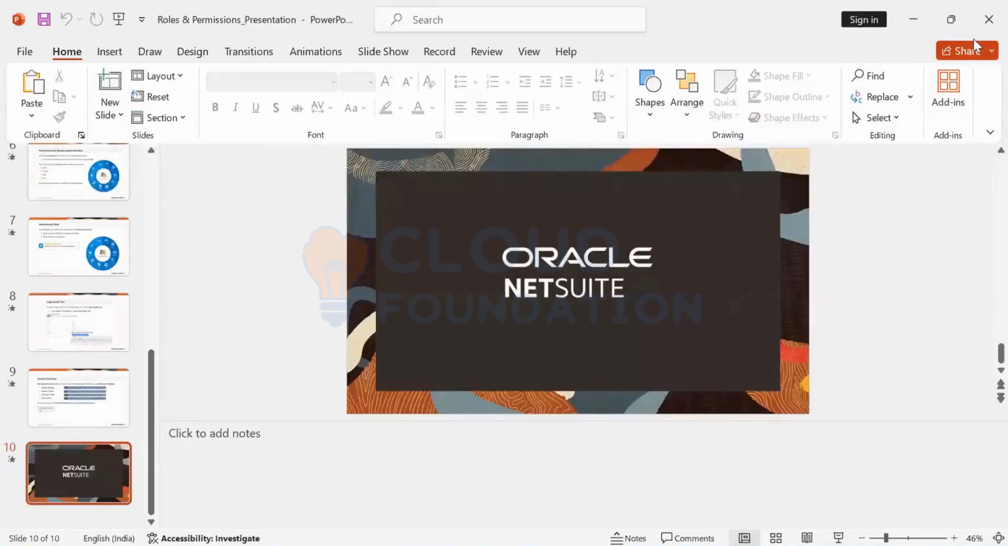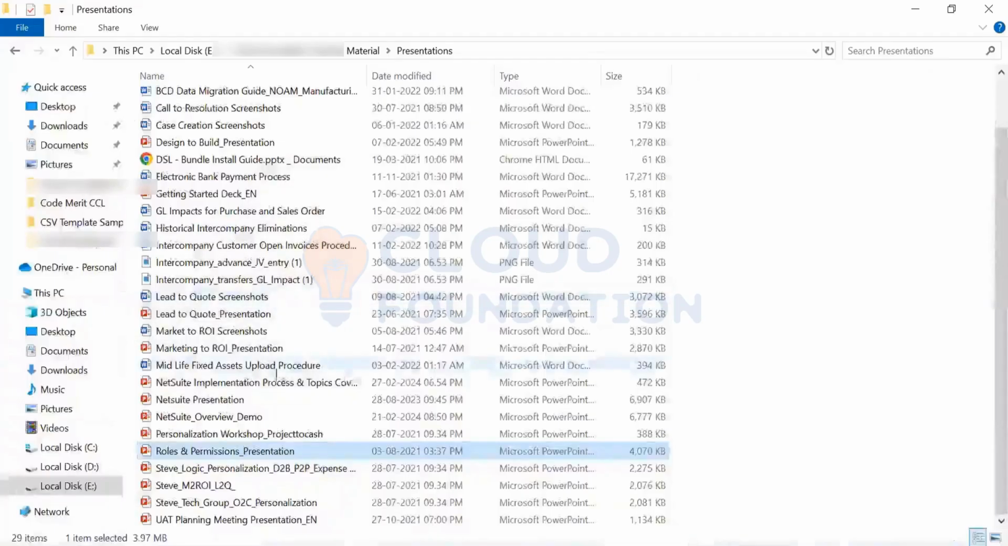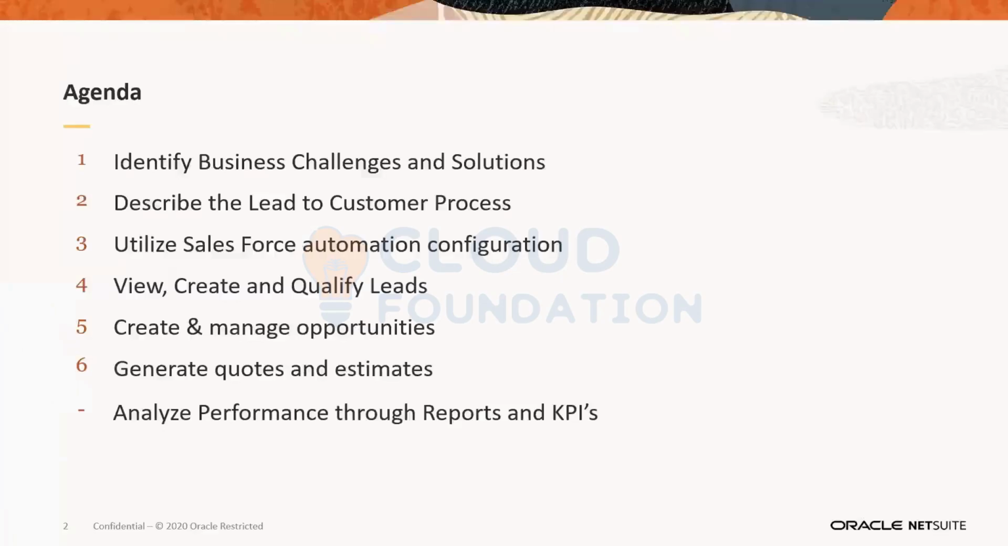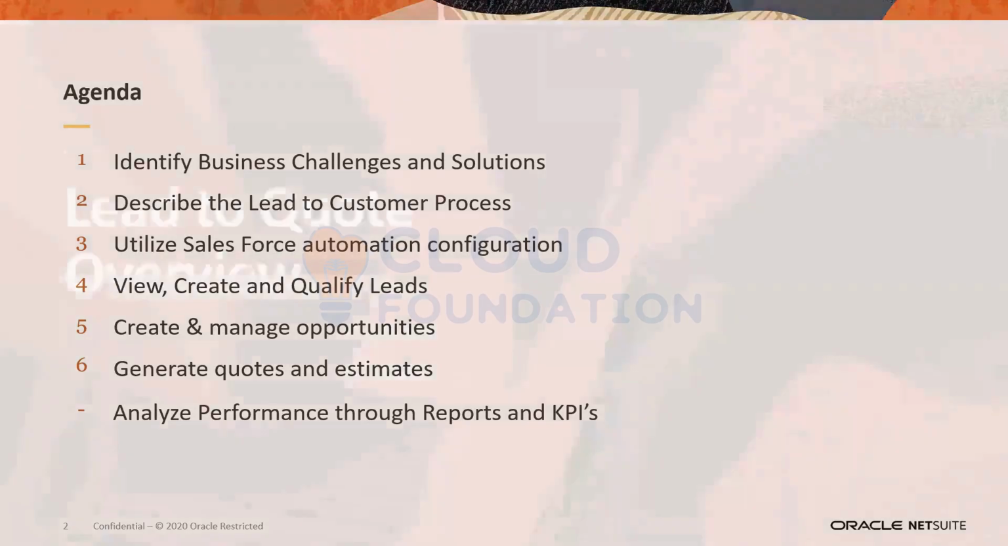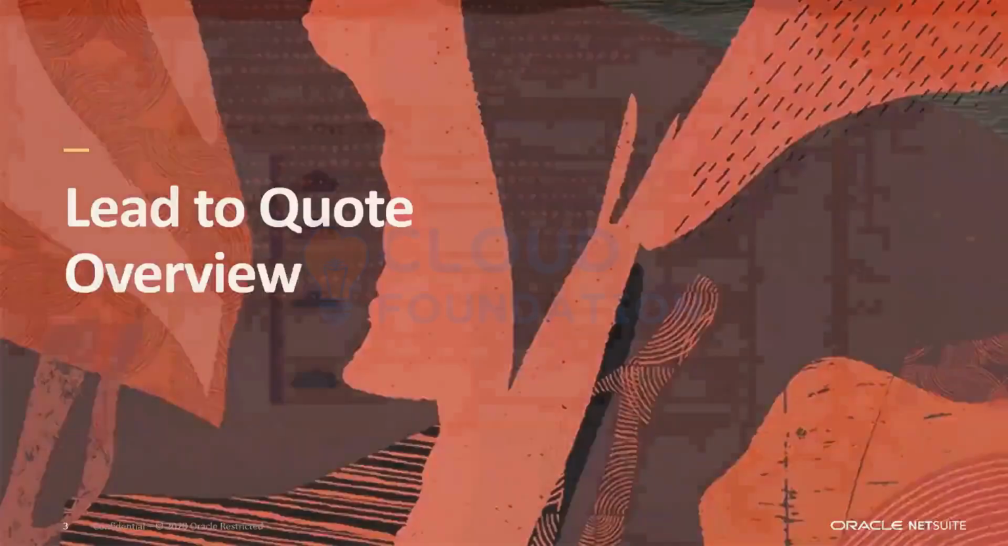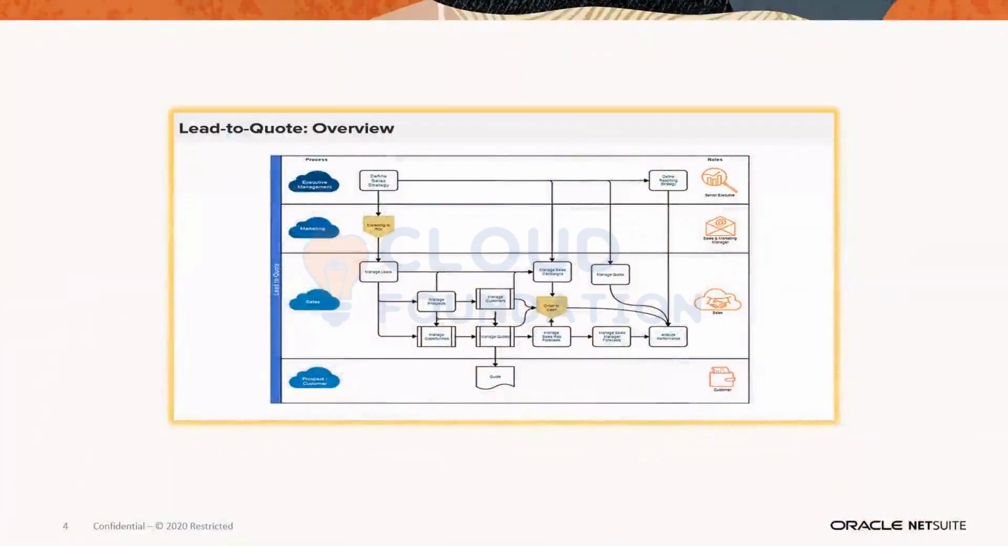I have a couple of presentations as well. I was showing you the lead to cash presentation, where you have identified business challenges and solutions. Lead to customer process: view, create and qualify leads, create and manage opportunities, generate quotations and estimates, analyze performance. So this is what the lead to cash process is all about. I don't know if you're able to see my screen properly. Let me read this to you.